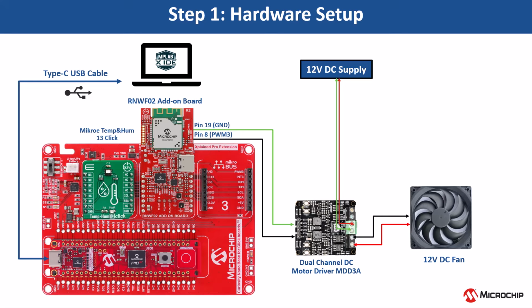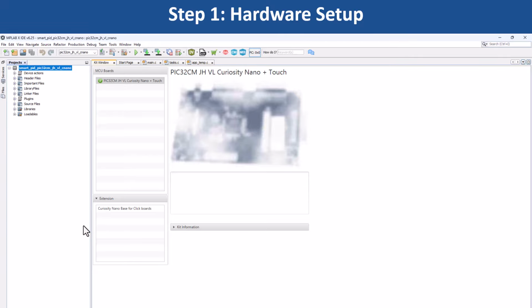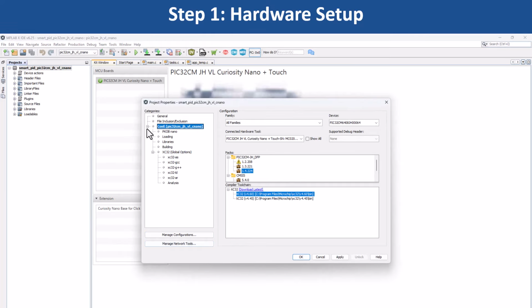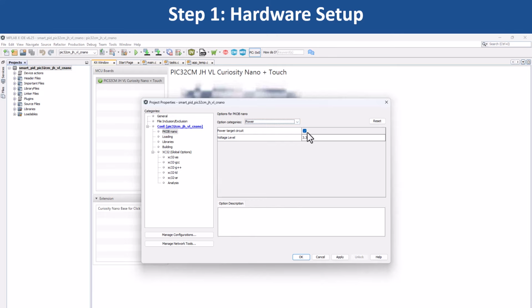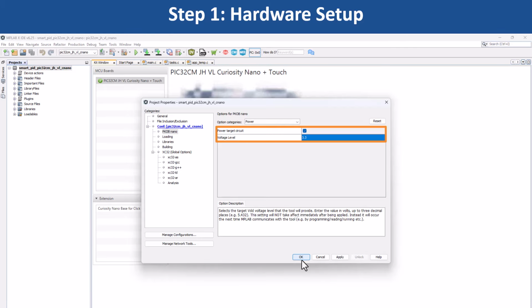Connect the pin 8, PWM3 and pin 19 ground in the Explain Pro extension kit of Curiosity Nano baseboard to pin M1A and pin ground of the dual-channel DC motor driver MDD3A respectively. Please note that since the Wi-Fi module operates on 3.3 volt, the operating voltage of PIC32CM JH value line kit is changed to 3.3 volt instead of 5 volt with the help of MPLAB project properties.